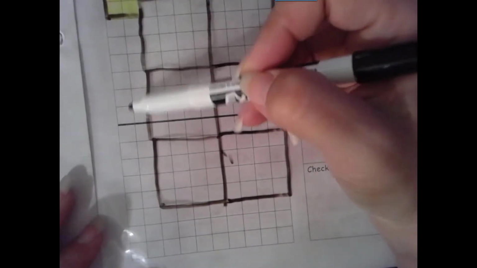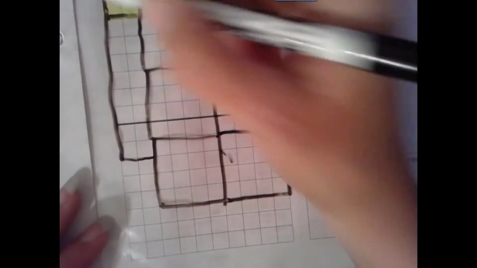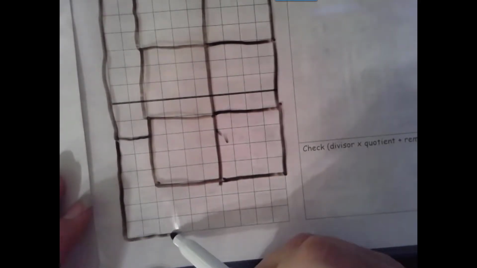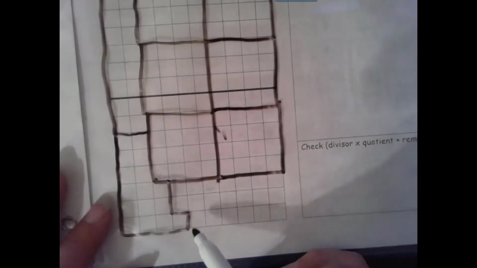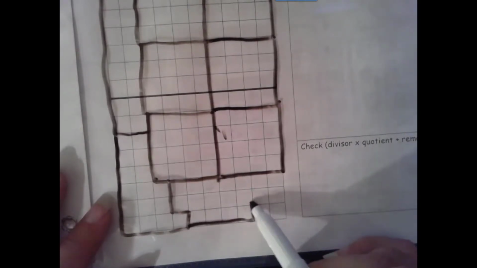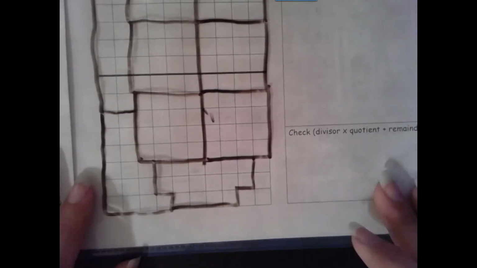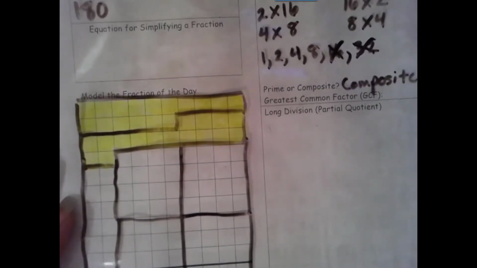2, 4, 6, 8, 10, 12, 14, 16. 2, 4, 6, 8, 10, 12, 15, 16. I have 4 left over. So that means that 16 did not work. 16 is not the greatest common factor.